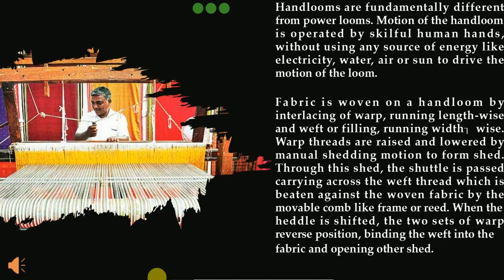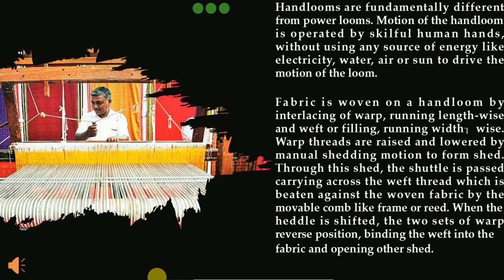Hand looms are fundamentally different from power looms. Motion of the hand loom is operated by skillful human hands, without using any source of energy like electricity, water, air or sun to drive the motion of the loom.